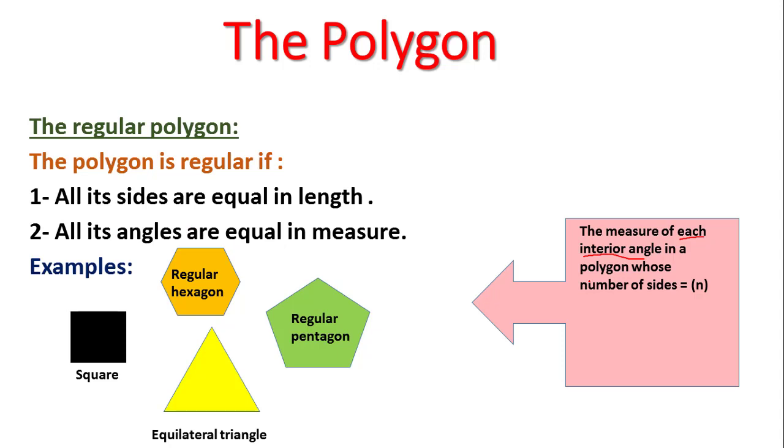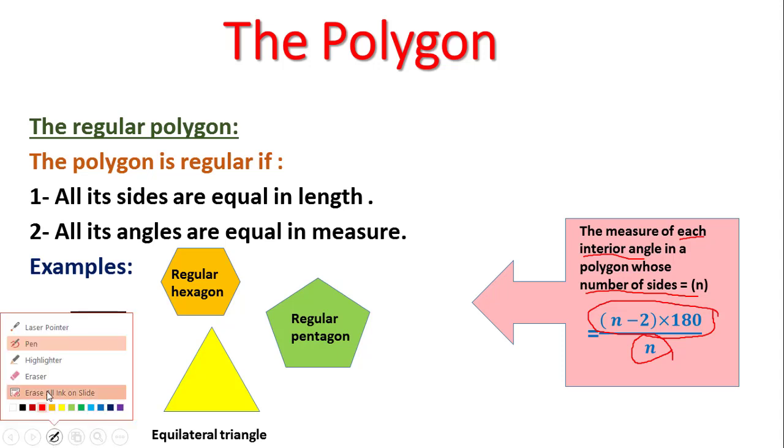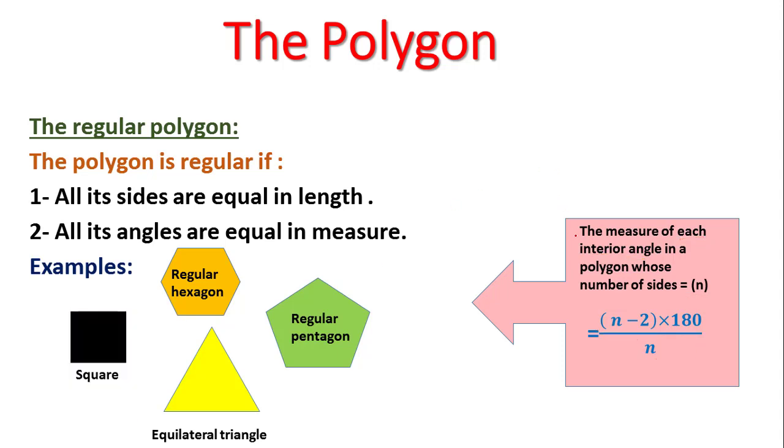So I can calculate the summation of measure of interior angles, then divide by the number of sides. So we have a new rule. If you want to calculate the measure of each interior angle in a polygon, it is n minus 2 times 180 over n. The summation of measure of interior angles is the first rule. Then I'll divide by n to get each interior angle. So now we have a new rule to calculate the measure of each interior angle of a regular polygon, which is n minus 2 times 180 over n, where n is the number of sides.